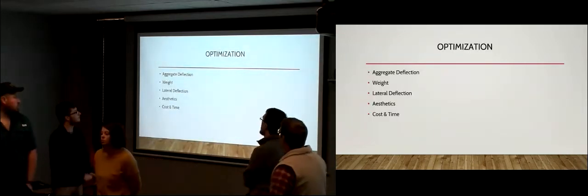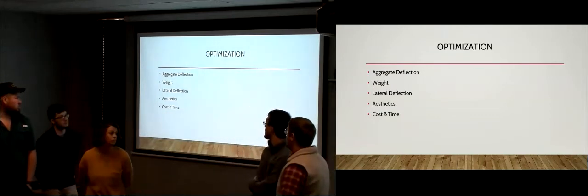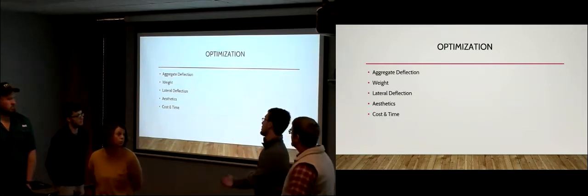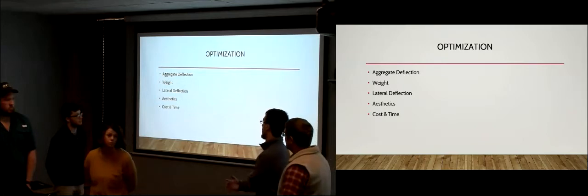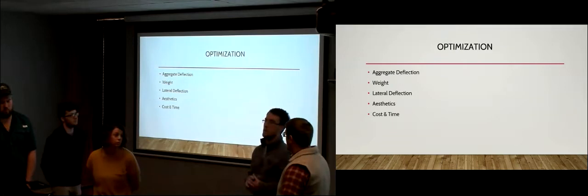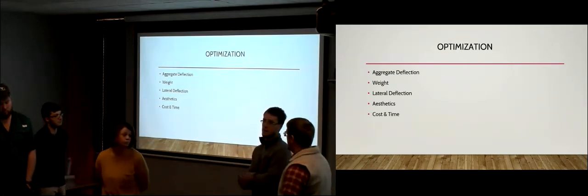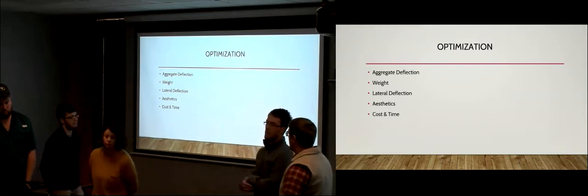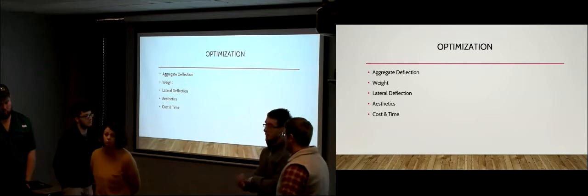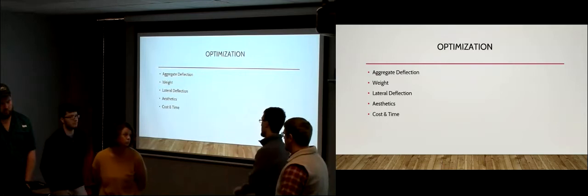The optimizations we made: we added members to decrease the deflection. We took away members to lower the weight, and the members that we added also helped with the lateral deflection. Also, we put braces around the footing to help with the lateral deflection. We had ideas for aesthetics on the bridge to make it look better. Also, as Tim said, we reduced the builders that we were going to use, and with the reduced amount of members, we were able to help with cost and time.